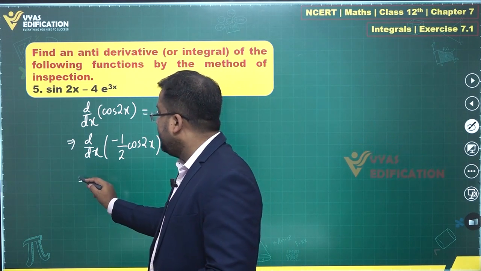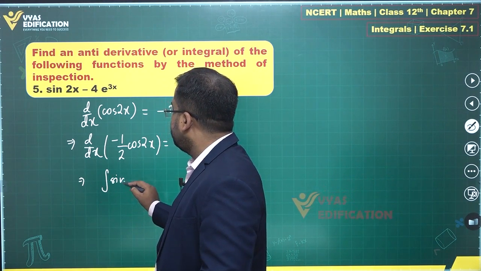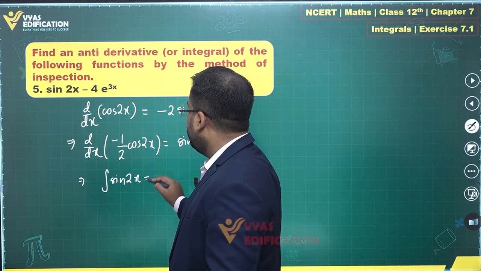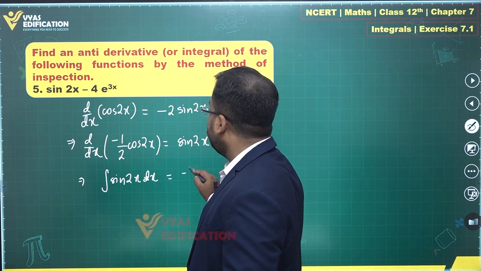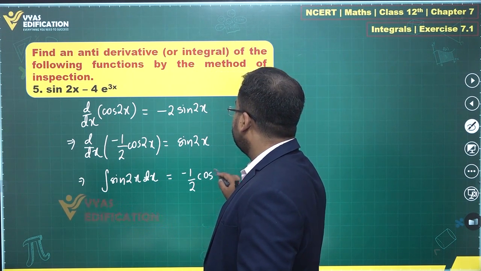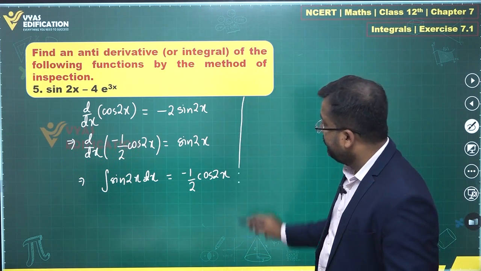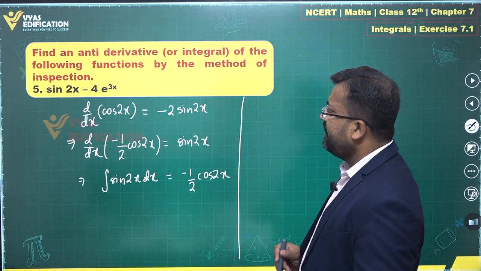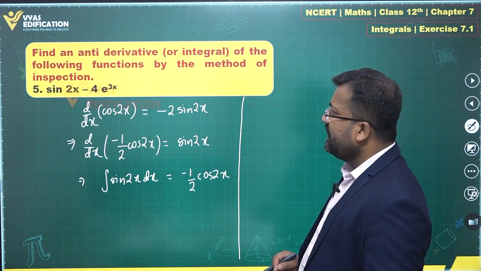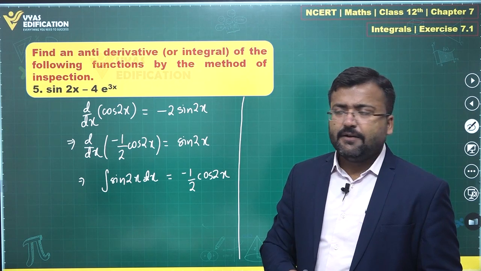And this tells me that the integral of sine 2x, with respect to x, will be equal to minus 1 by 2 cos 2x. This is what you'll have, right? That's one part. What about the other thing? We have minus 4 e power 3x. That's what we have, right?